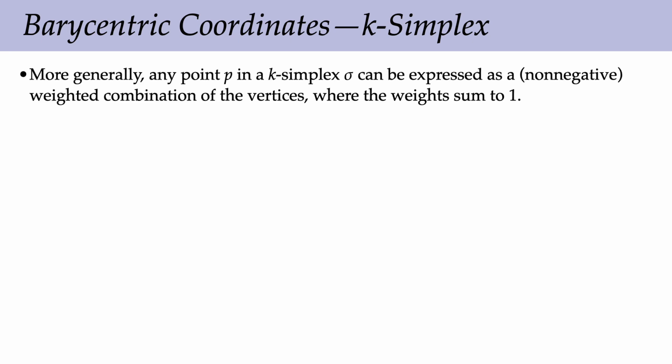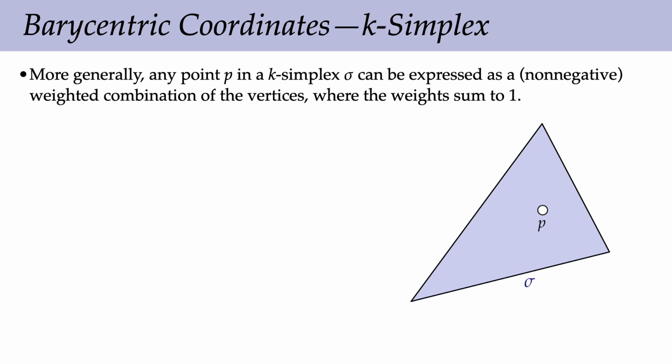More generally, any point P in a simplex sigma can be expressed as a non-negative weighted combination of the vertices where the weights sum to 1. So this white point, for instance, can be written as 2/10 P1 plus 4/10 P2 plus 4/10 P3. Right? You see it's a little bit closer to P3 and P2 because the weights are bigger than the weight for P1.